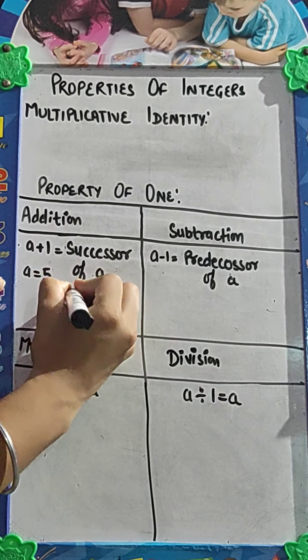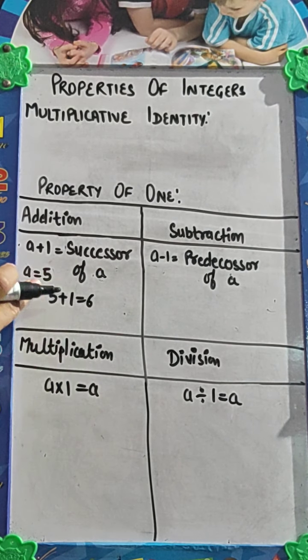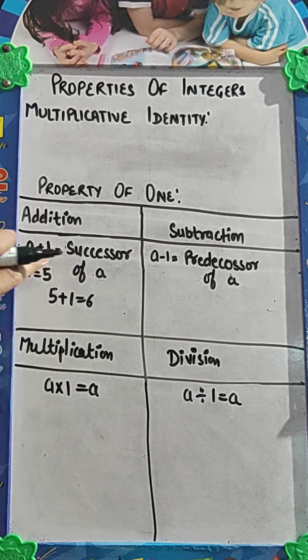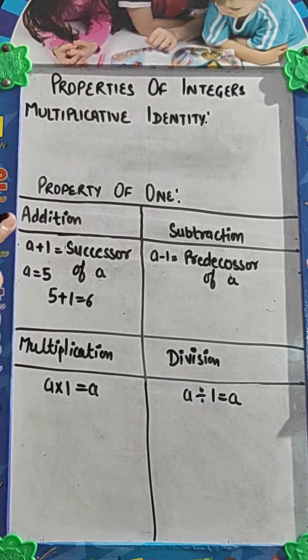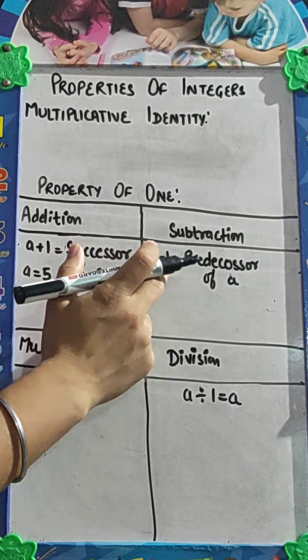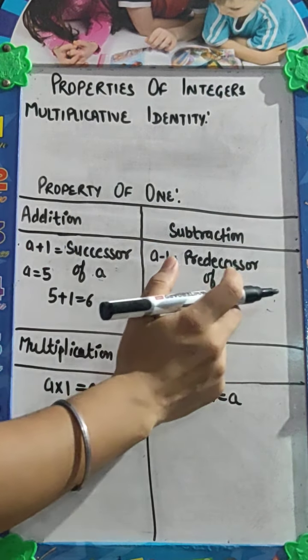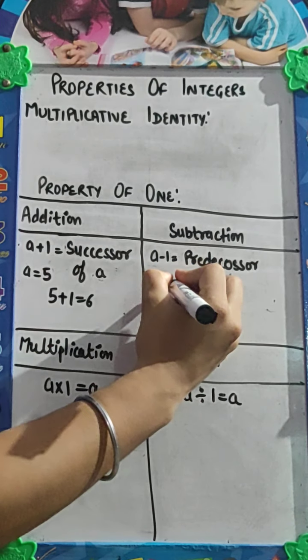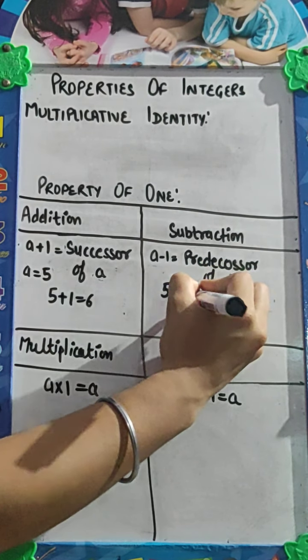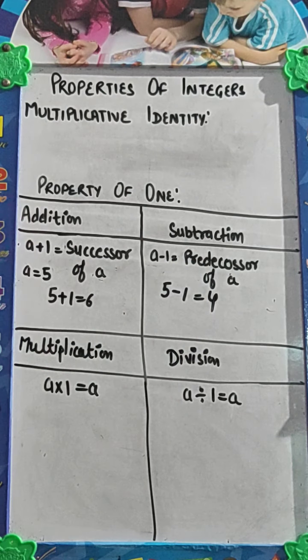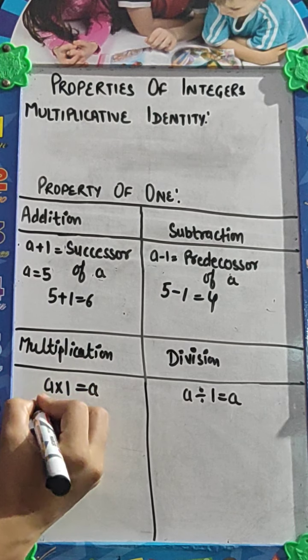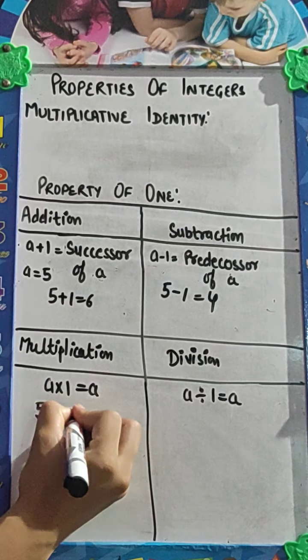Means 5 plus 1 is equal to 6, and you all know that 6 is the successor of a. 6 क्या है? Successor है a का. a means 5. 6 is the successor of 5. So if I subtract 1 from an integer, I will get the predecessor of a. Means supposedly if I get 5 minus 1, we will get 4. So as you all know that 4 is the predecessor of 5. 4 क्या है? Predecessor है किसका? 5 का.